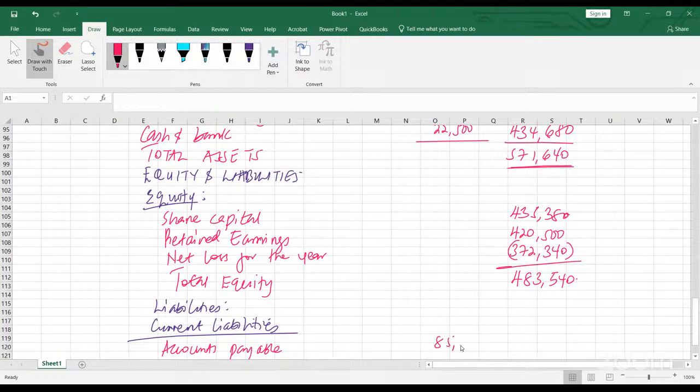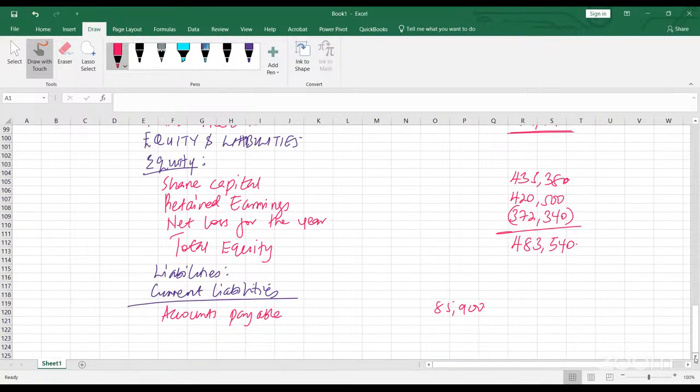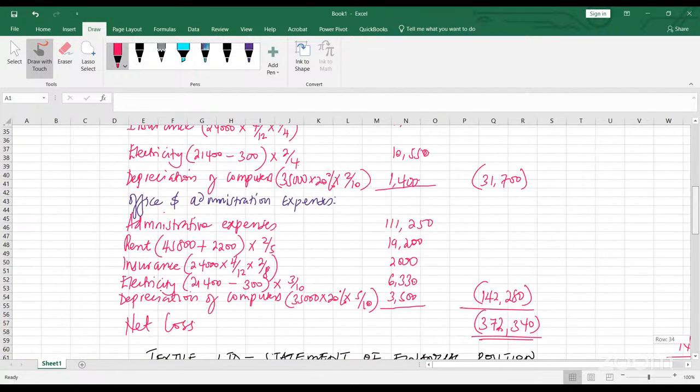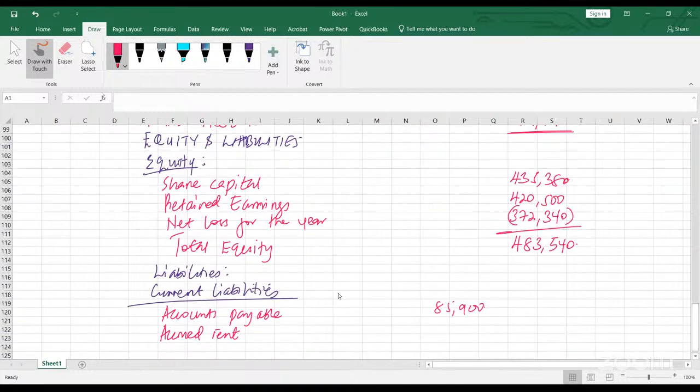85,900. And then maybe we also have the accrued expenses, because those are current liabilities in the statement of financial position. There was accrued rent, and that rent we computed. That accrued rent was 2,200. Those are the only current liabilities that we have here.